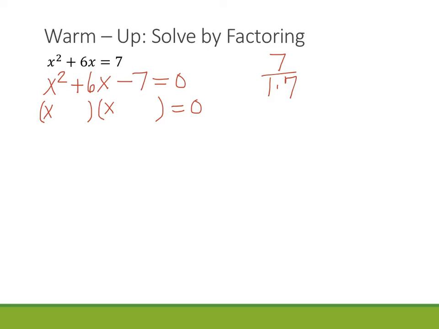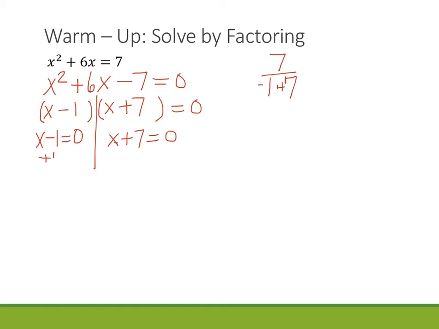Well, since they're multiplying to give me a -7, that means one's positive and one's negative. And if I make the 7 positive and the 1 negative, those numbers do in fact add to give me a +6. Then I use the zero product property and I split these apart. X minus 1 equals 0 and x plus 7 equals 0.